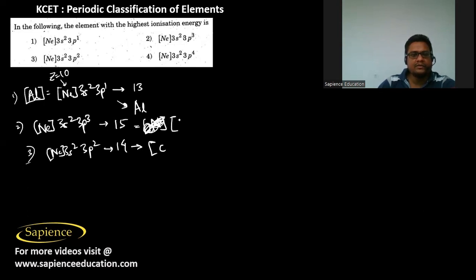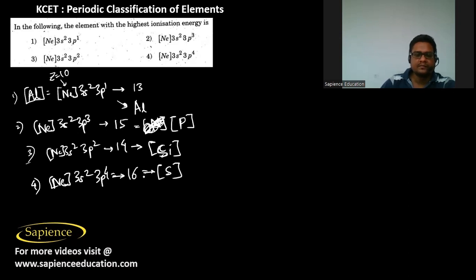So 15 is the atomic number of phosphorus and 14 is the atomic number of silicon. So it is the electronic configuration for silicon. And the fourth one is neon 3s2 3p4. So it has atomic number 16. So it is the electronic configuration for sulfur. So all of them are in period number 3. They are all period 3 elements. So we have aluminum, silicon, phosphorus, and sulfur.